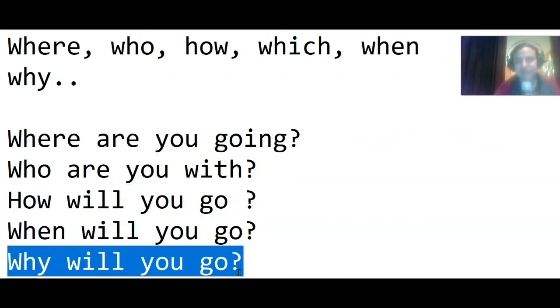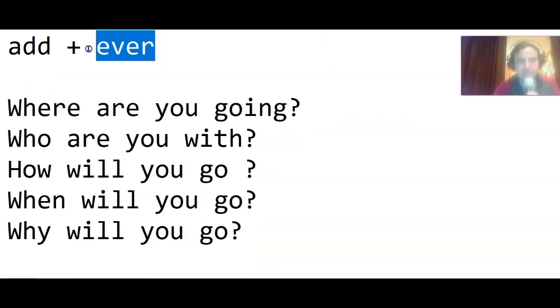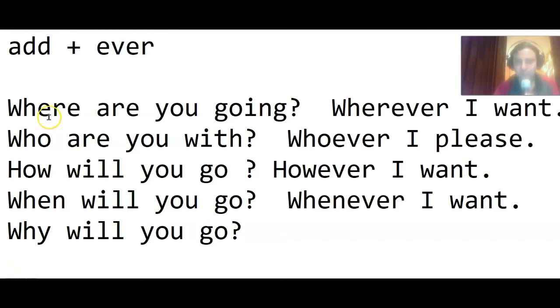Now, how do we answer these independent questions, which are also clauses? The way to do this is just add ever. Let me show you. Where are you going? Wherever I want. Who are you with? Whoever I please. How will you go? However I want. When will you go? Whenever I want. Why will you go? We do not add an ever to why. We do not say why ever. Then we'll just say dunno, don't know.